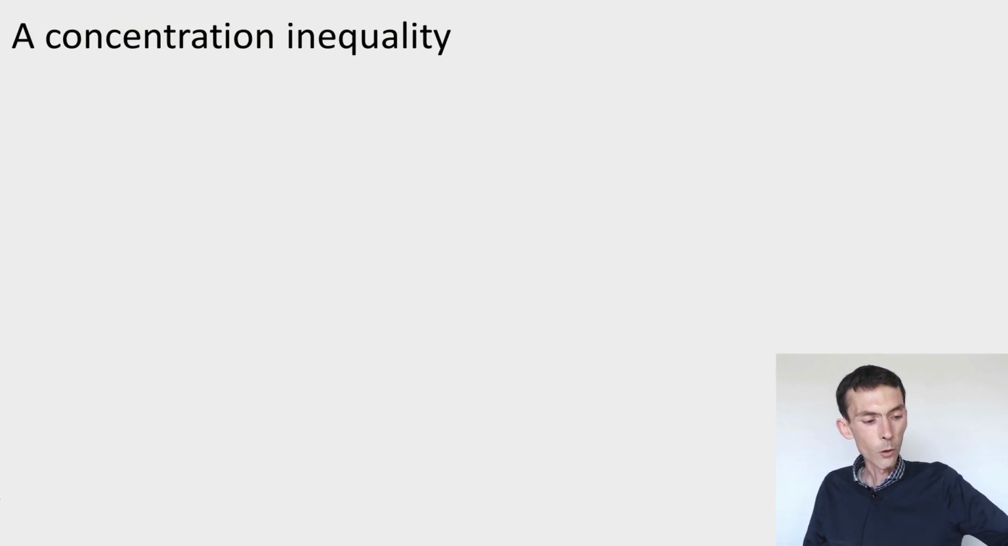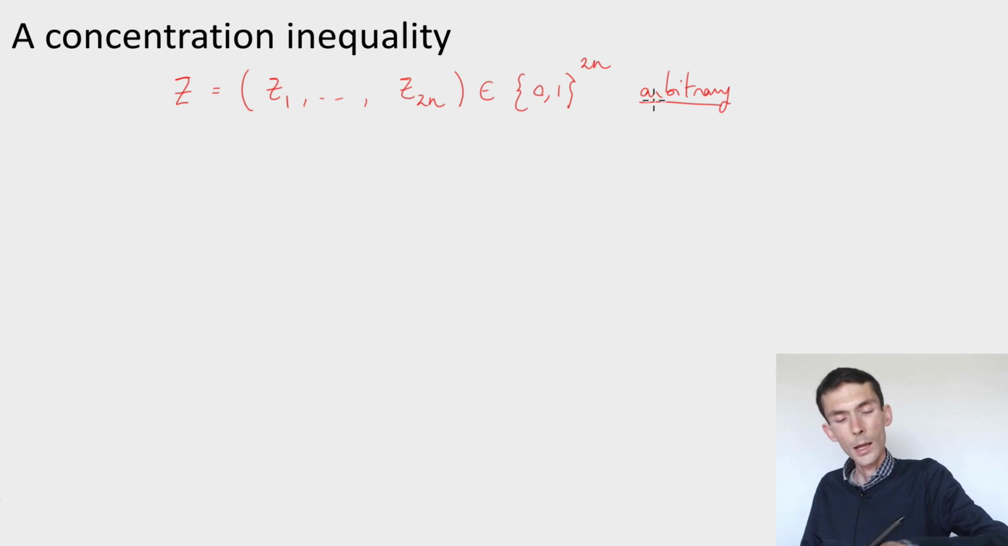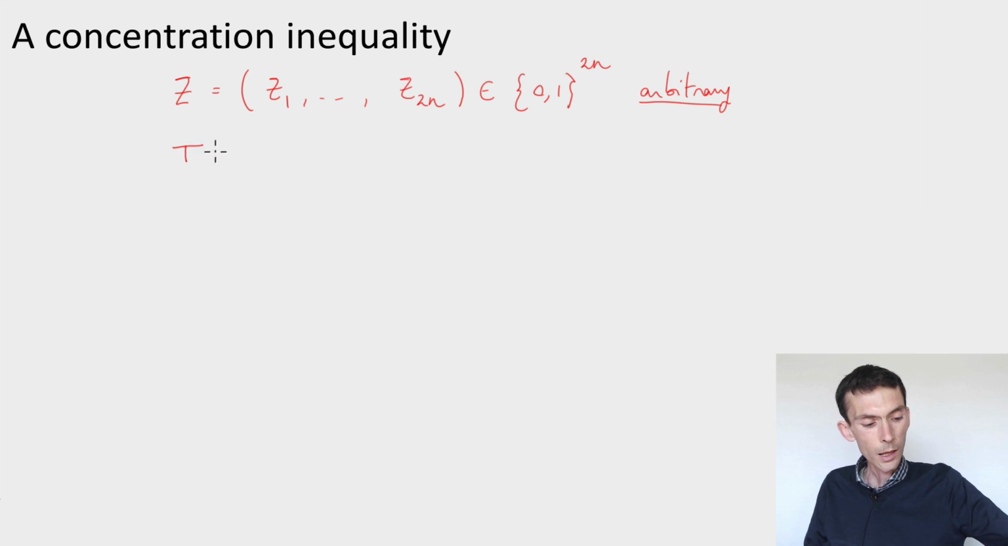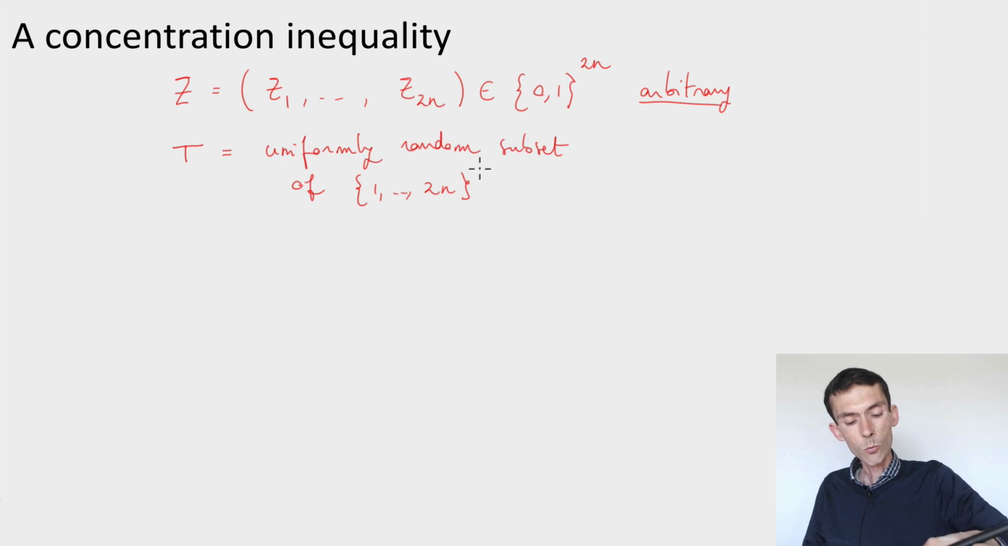The setup is the following. Suppose that you have a random variable z which is made of, let's say, 2n bits. And this random variable is completely arbitrary. I'm not assuming that the bits have a certain distribution, I'm not assuming that they're independent, I'm not assuming that they're unbiased, nothing at all. Now there's a second random variable, call it t, and I'll assume that t is simply chosen as a uniformly random subset of the integers 1 to 2n of size n.